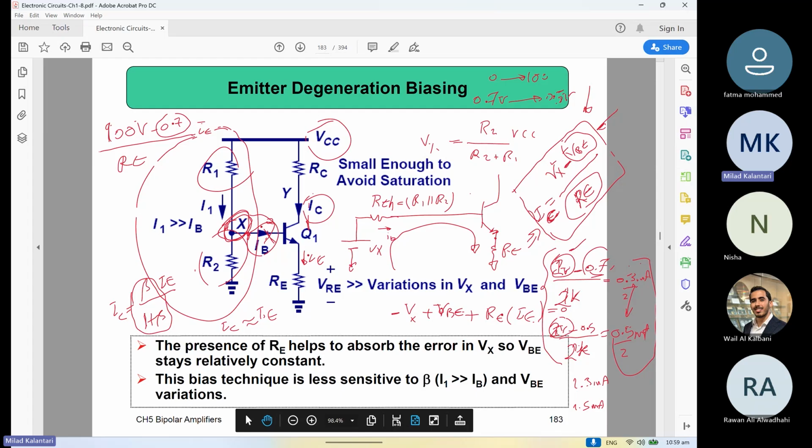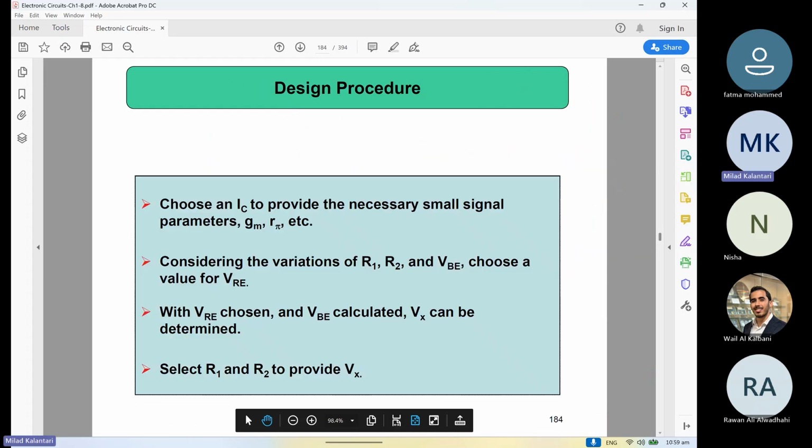So basically in the design of the BJT, we try to use this kind of structure for the bias because it's not dependent on the beta. And also the variation over the temperature, you can control it by at least putting this Vx at more than 2 volt. This is the rule of thumb.